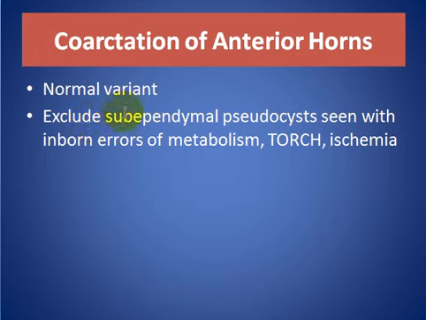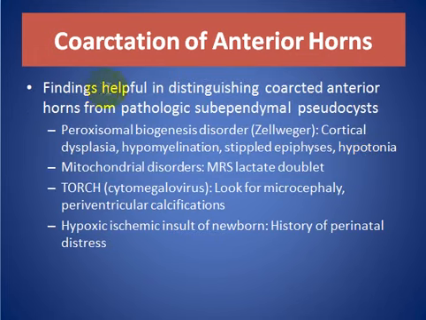Coarctation of the anterior horn is a normal variant. We should exclude subependymal pseudocysts seen with inborn errors of metabolism, TORCH, and ischemia. Findings are helpful in distinguishing coarctation of the anterior horn from the pathologic subependymal pseudocyst.